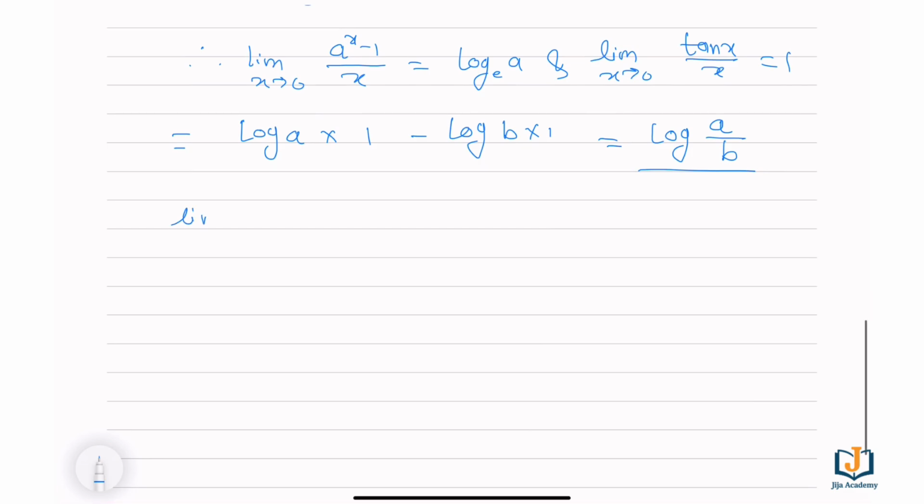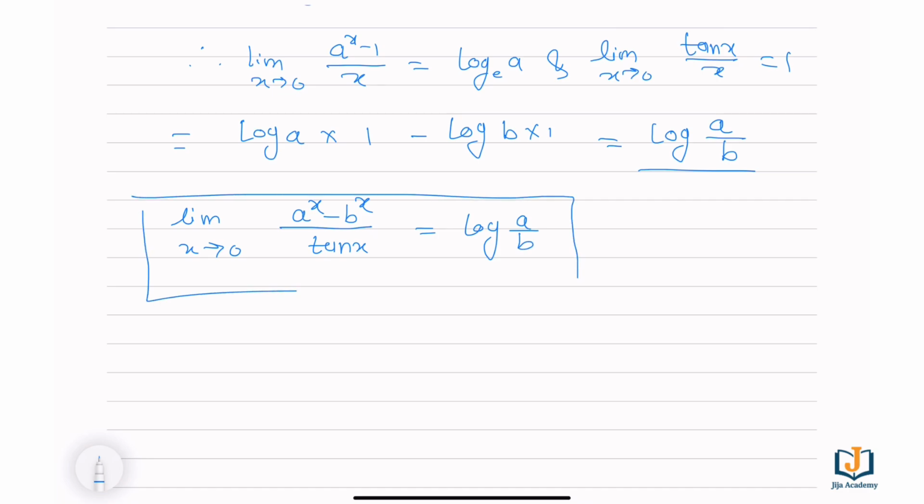So limit x tends to 0, (a to the power x minus b to the power x) divided by tan x is equal to log of a upon b. This is the answer. Moving to the next problem. Next problem is limit x tends to 0, (e to the power minus x minus 1) upon x.